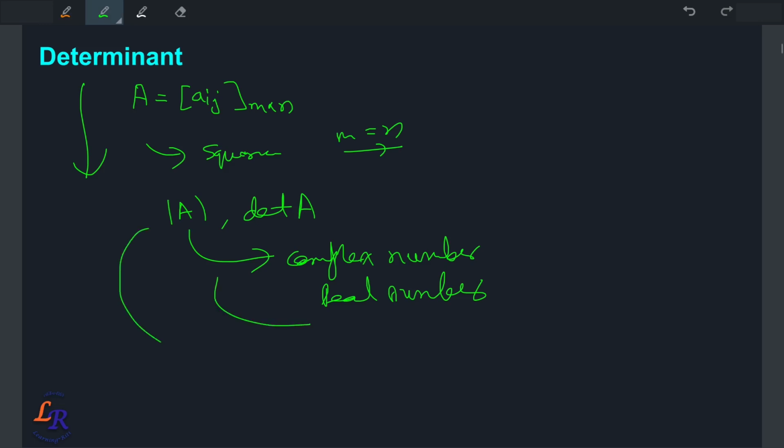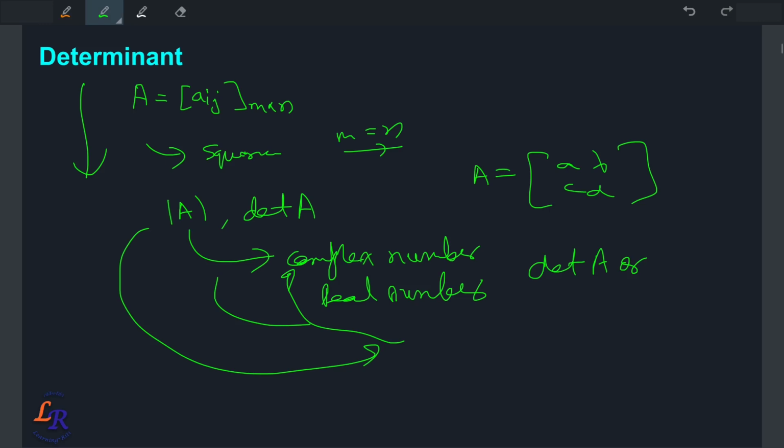So each and every matrix can be associated with some real number or complex number, and the value of that is called the determinant of that matrix. For example, if you have a matrix A with elements a, b, c, d, then you can write determinant A. Remember, it's not mod, it's the determinant of A. Instead of the big bracket, you use two perpendicular lines, and that represents the determinant.